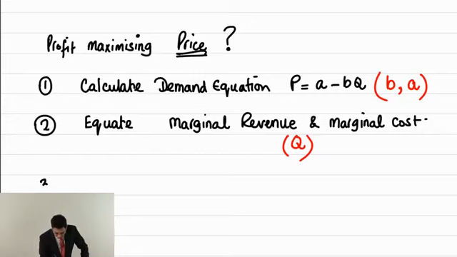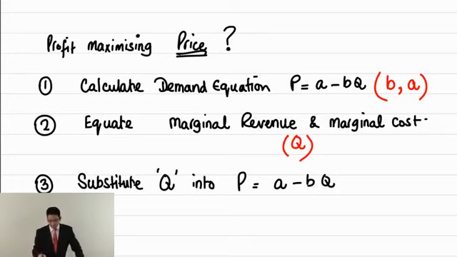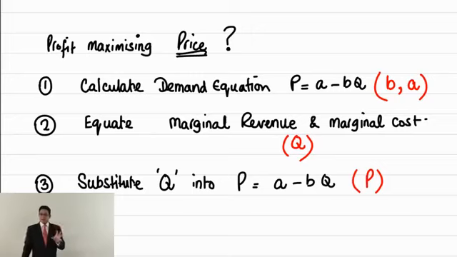And then the last step is to substitute Q into P equals A minus BQ, which is the demand curve. You will be able to get P, which is the profit maximizing price. So, very small, easy steps. Now we are going to look into them.